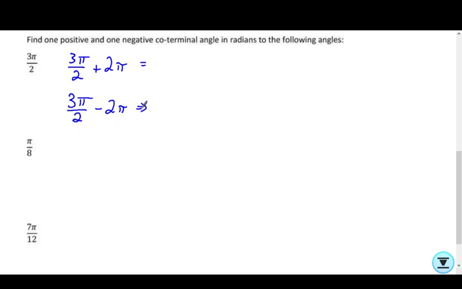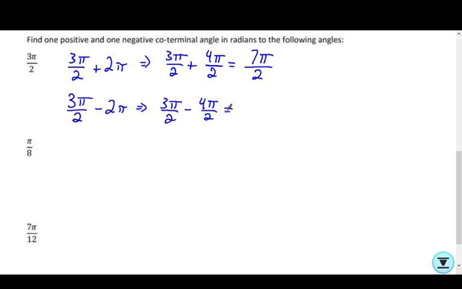To do this, we need to get common denominators. So 3 pi over 2 plus 4 pi over 2, because that's 2 pi with a common denominator over 2. And then we're going to take the same 3 pi over 2 and subtract 4 pi over 2. If you have 3 pi's and you add another 4 pi's, that means you got 7 pi over 2. If you have 3 and you subtract 4, that means you're missing 1 pi over 2.